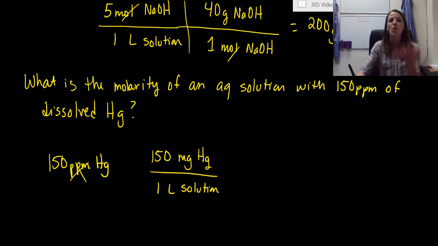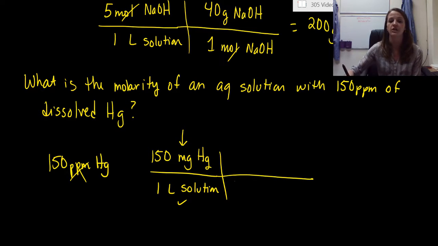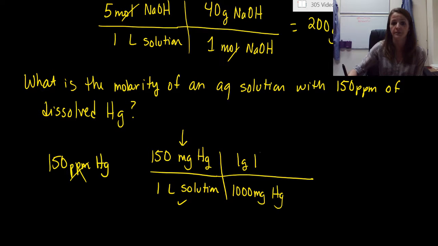And so now the goal of this is to try to get it into molarity. So molarity is moles per liter. So we're already in liters, so this bottom unit's taken care of. What we need to do is make sure we can convert out of milligrams all the way into moles. So we have a 2-step process here. So the first thing I'm going to do is get out of milligrams into grams. So I know that for every 1,000 milligrams of mercury, I have just 1 gram of mercury.